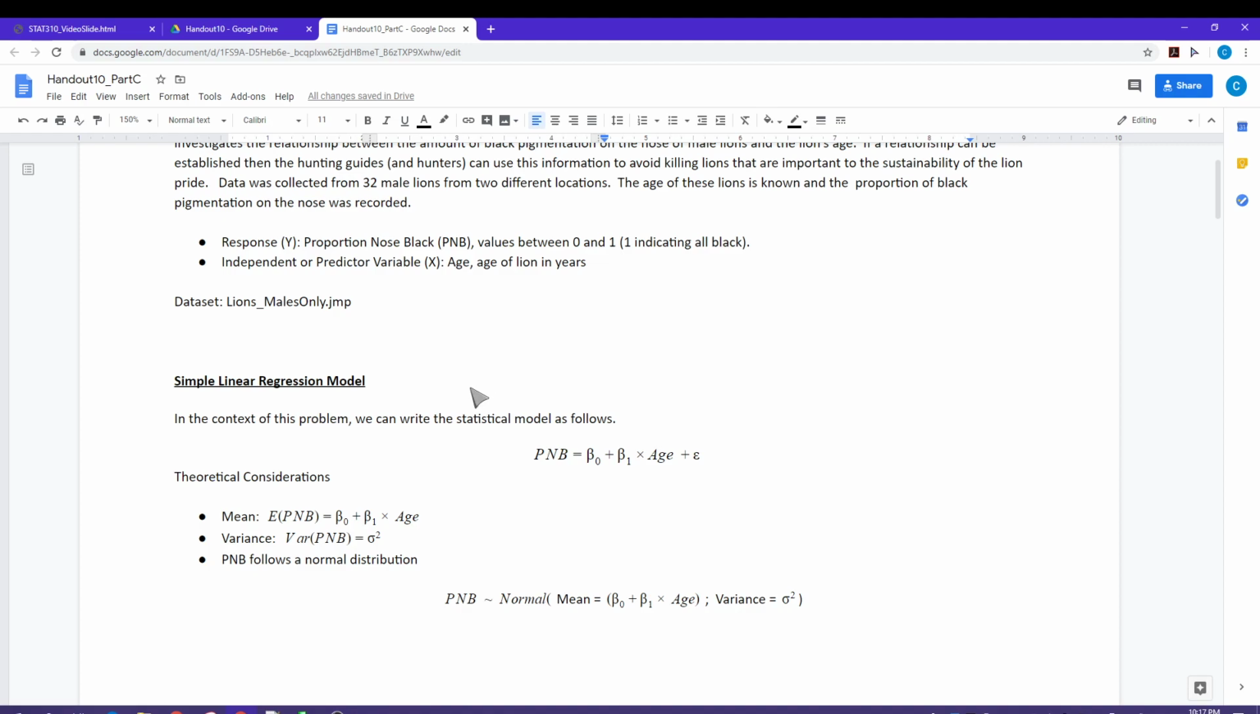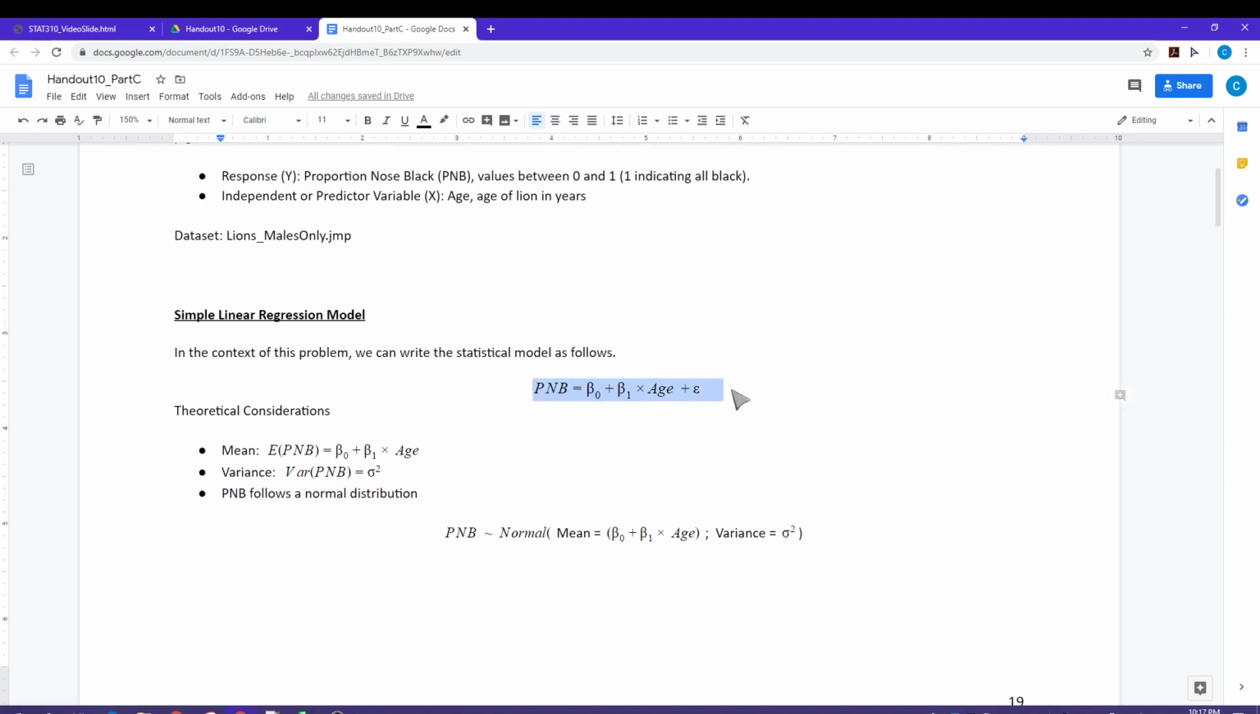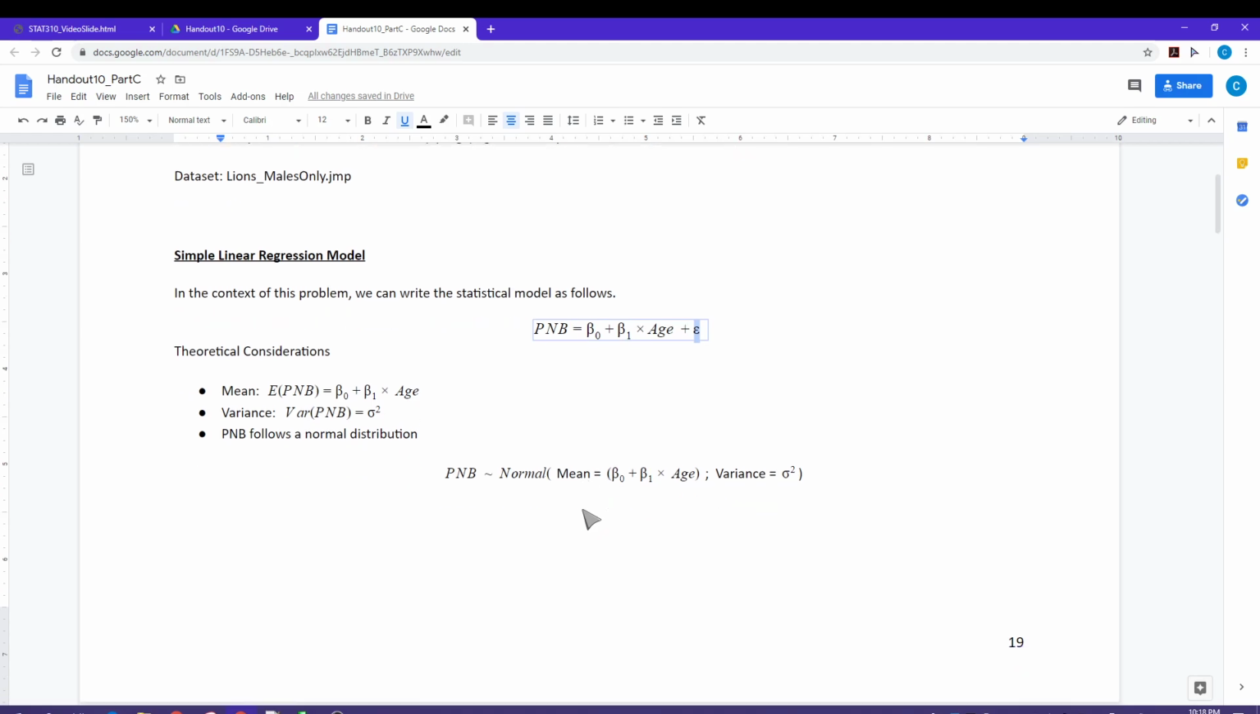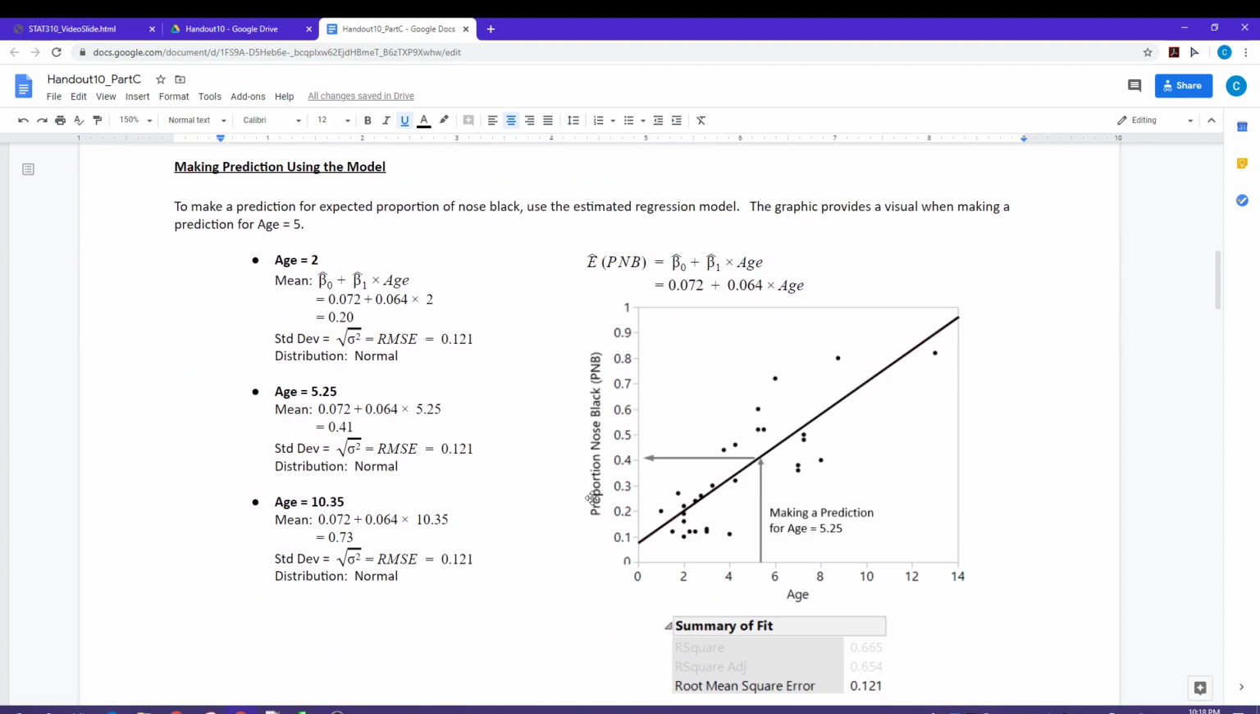Our simple linear regression model setup, or structure, has the following form. This part of the equation is going to give me the mean, and then again the error term is going to be the variability. I can use my data to make predictions, so let's go to page 20.